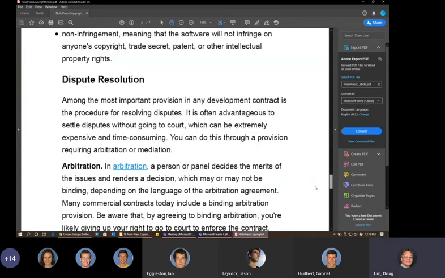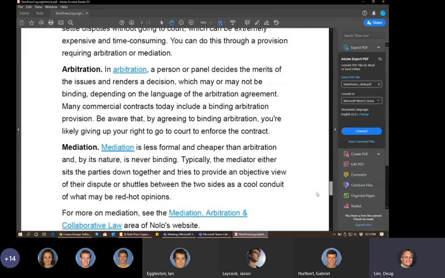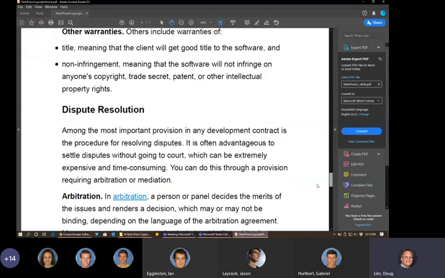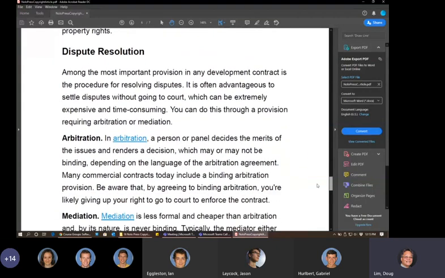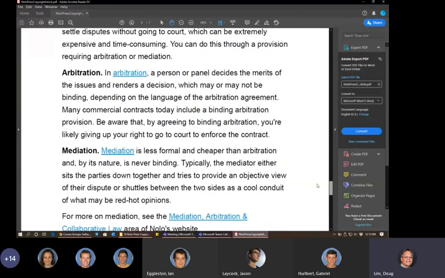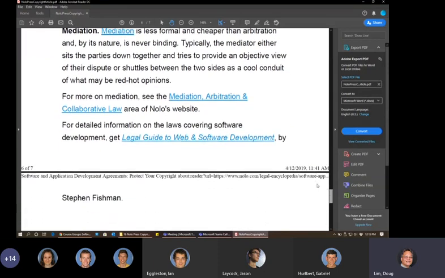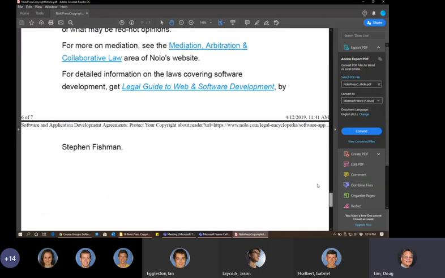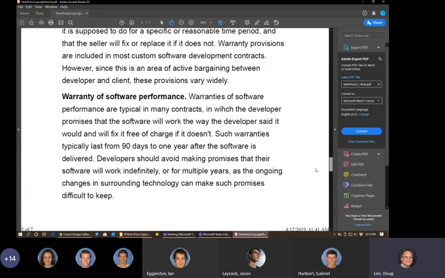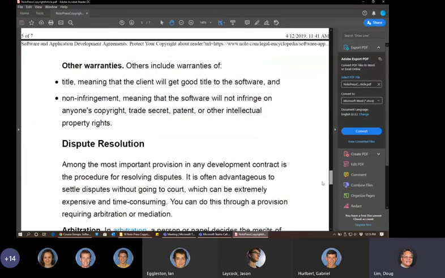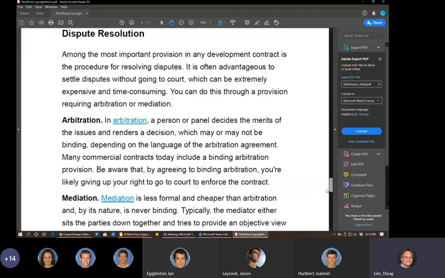And then we have dispute resolution. This is pretty much standard contract law, but there's arbitration, where you agree to have a third party render a decision outside of the court system. There's mediation, again a less formal and cheaper means, or other types of things that will probably be in the contract on how disputes will be handled. So that's a basic rundown.